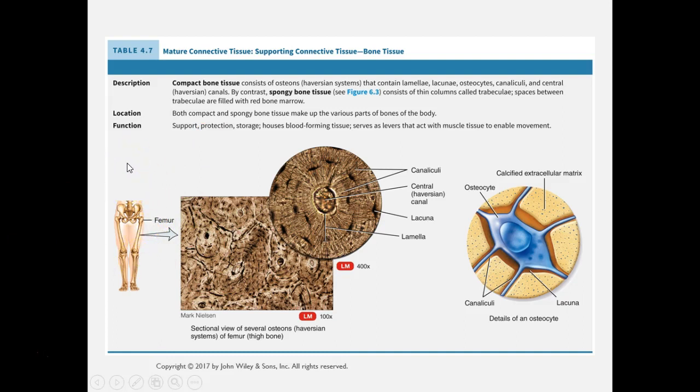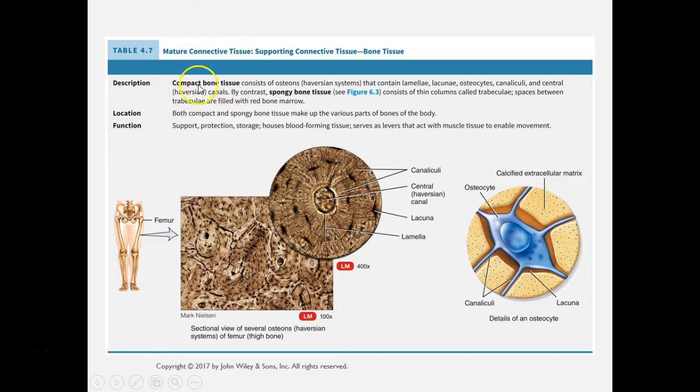By contrast, your spongy bone is more like a sponge. So it's made up of little structures that intersect with each other and form these thin little columns of bone called trabeculae. The space between your trabeculae are going to be filled with bone marrow.